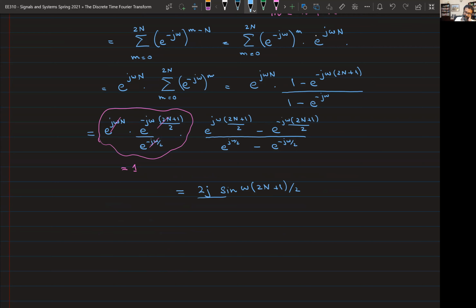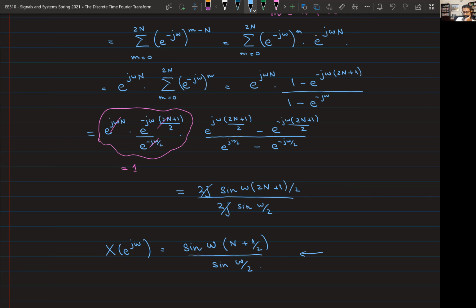And what you have in the numerator, the denominator, that's once again is 2j. But this is sine omega by 2. And this cancels as well, right? And because of this, we get this very nice form. X of e raised by j omega is actually sine omega times (n plus half) divided by sine omega by 2, right? This is a sinc pulse, or is also sometimes called the periodic sinc.